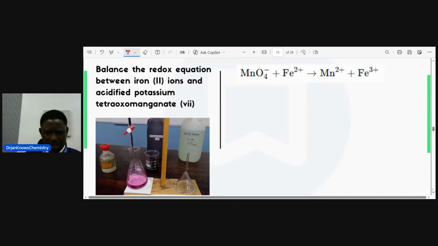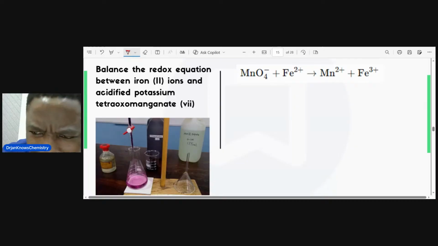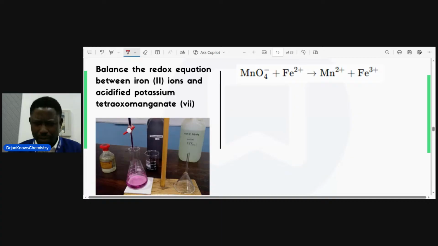The question says balance the redox equation between Fe2 plus ions and acidified potassium tetraoxomanganate 7, and that is what we have there. This equation is already in ionic form, but we have not balanced it. Why is it not balanced? If you look at the reactant side, we have oxygen. At the product side, there is no oxygen. Of course, that means something is missing. So this is the kind of redox equation that involves both oxidation and reduction half. And we have to learn how to do that.